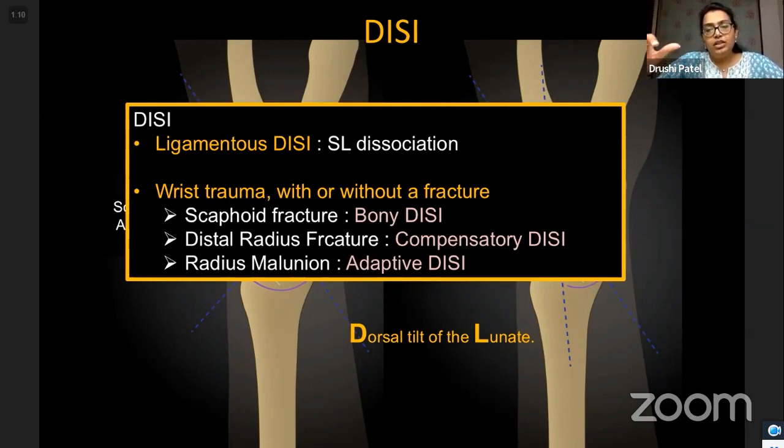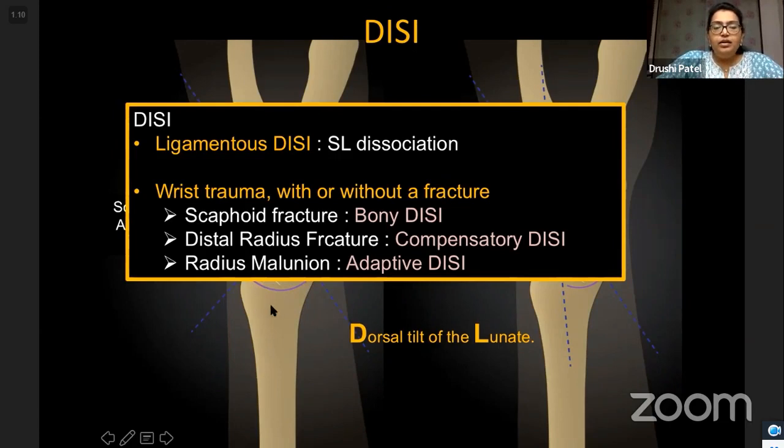Because of the change in the alignment of the scaphoid axis, there's a change in the scapholunate angle, and that is a bony DISI. When there is a distal radius fracture with a dorsal angulation of the distal radius, the lunate also tends to change its alignment, and that is how the scaphoid and lunate relationship changes. The angle between the scaphoid and the lunate changes, and that DISI is the compensatory DISI.